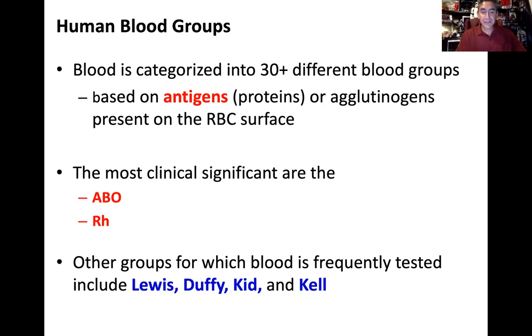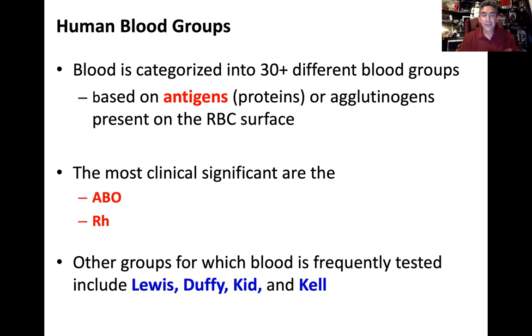Well, there's actually more complexity to blood groups than you might think, right? Blood is categorized into about 30 or more different blood groups. And these are categorized based on the antigens, the proteins. I don't like the word agglutinogens. To me, that's a confusing term. I like the term antigens, right? So antigens, or proteins, on the surface of the red blood cell.